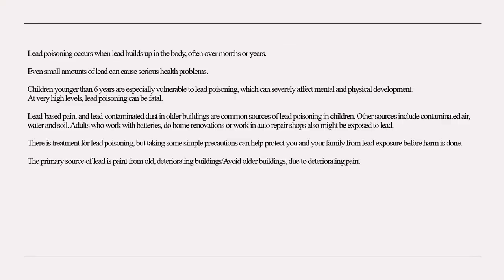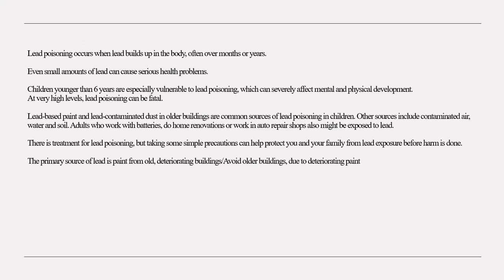The community and school nurse are preparing for a lunch and learn program about lead poisoning prevention. What information should be discussed? Okay. Lead poisoning occurs when lead builds up in the body over months or years. Even the smallest amount is harmful to the human body. Children younger than 6 are especially vulnerable to lead poisoning.